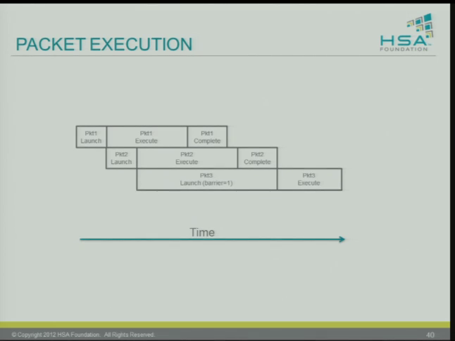Now, packet 3 is in the launch phase, but it has this barrier bit set basically saying that this can't be executed until these previous 2 packets are complete. So we know that they're both complete at this point in time here, and that's when packet 3 can then enter the execution phase. Pretty straightforward.